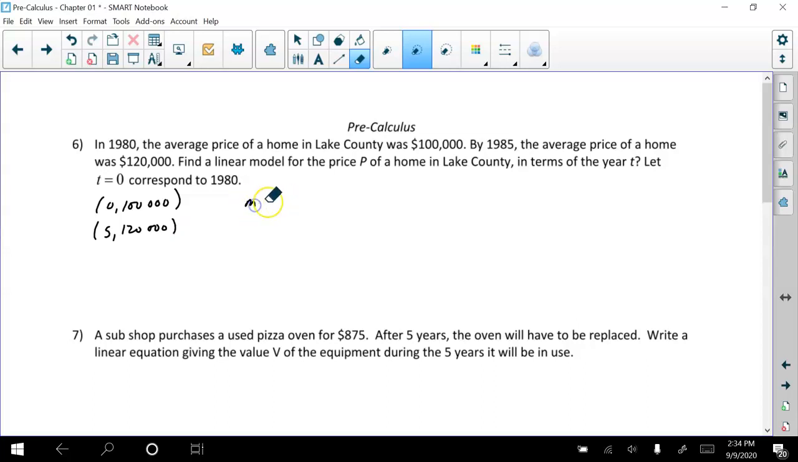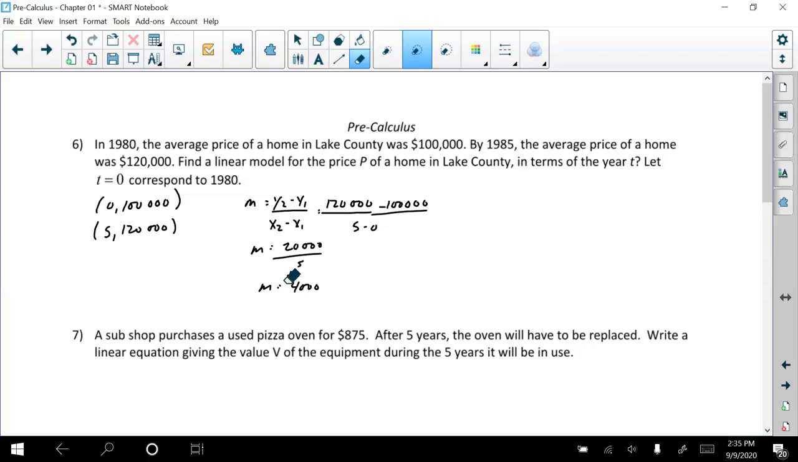Let's find our slope. y2 minus y1 over x2 minus x1. So we have 120,000 minus 100,000 divided by 5 minus 0. So we're going to get 20,000 divided by 5. So the slope is $4,000. So the change was $4,000 per year. That's how much the house values were increasing.